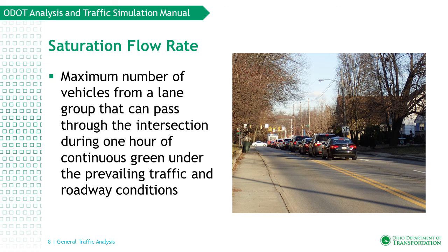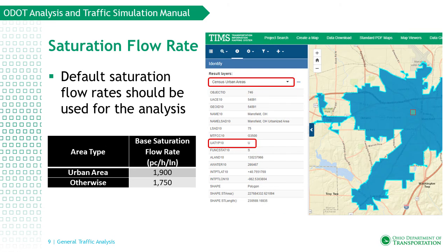Saturation flow rate is the maximum number of vehicles from a lane group that can pass through the intersection during 1 hour of continuous green under the prevailing traffic and roadway conditions. Narrower travel lanes will likely provide reduced traffic flow rates. Large numbers of trucks or buses will also reduce saturation flow rates. Default saturation flow rates should be used for the analysis.